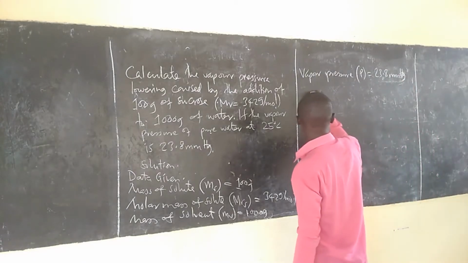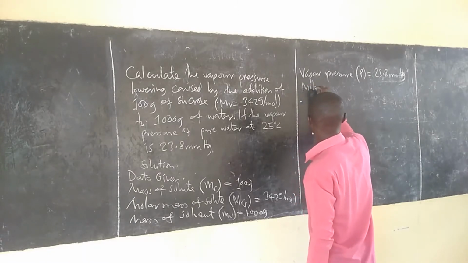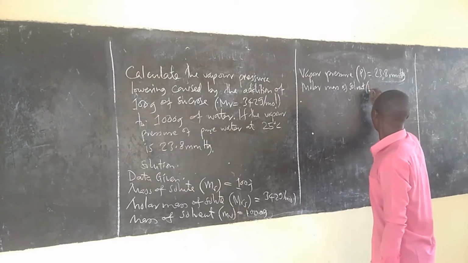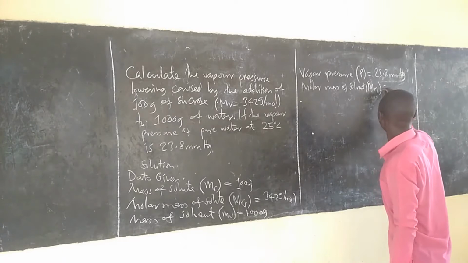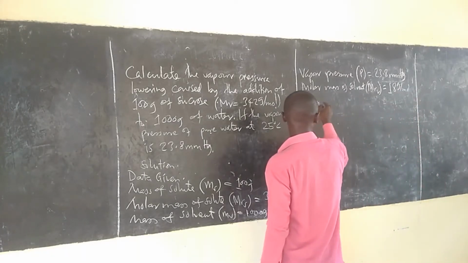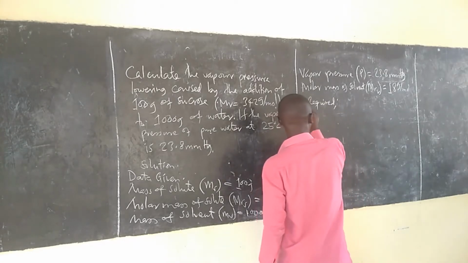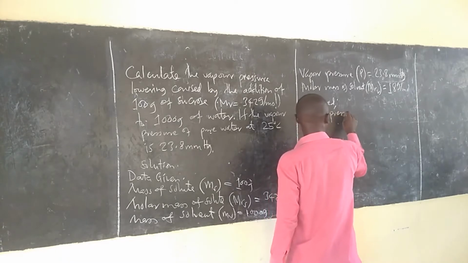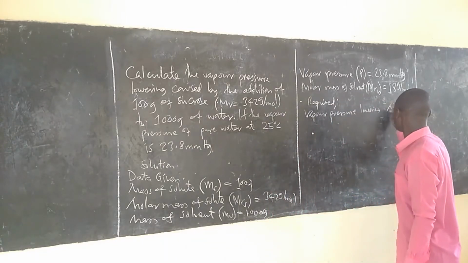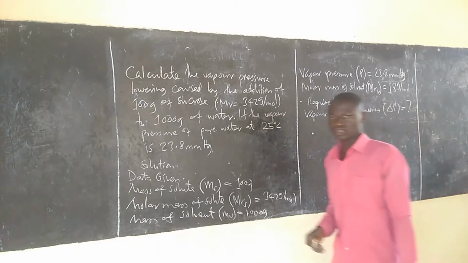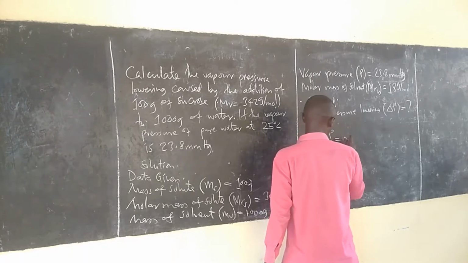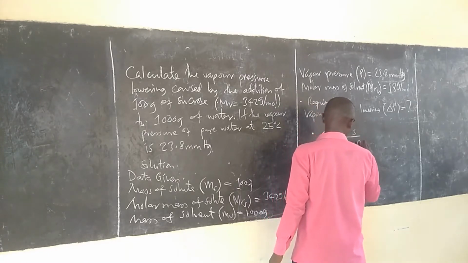And then also we know the molar mass of solvent, which is the molar mass of water, Mrv, equal to 18 gram per mole. Required: vapor pressure lowering, which is change in P, equal to unknown. So from our formula derived for vapor pressure lowering, change in P divided by P is equal to number of moles of solute divided by number of moles of solute plus number of moles of solvent.